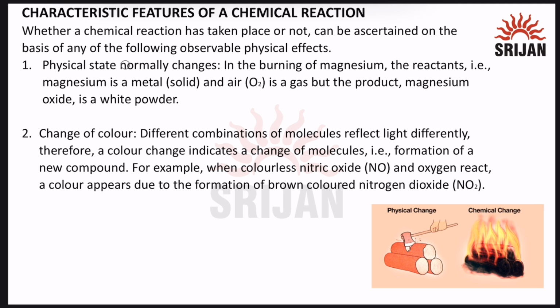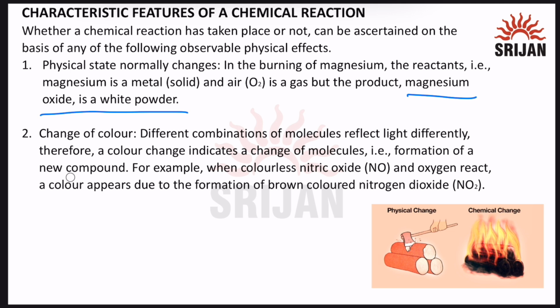First, the physical state normally changes in a chemical reaction. Whenever a chemical reaction happens, normally the physical state will change. For example, it was solid, now it will be liquid. In the burning of magnesium, the reactant magnesium is a solid metal, and oxygen is in air. When magnesium burns in air, what we get is magnesium oxide, which is a white powder. Initially it was solid, now we have white powder. So the physical state has changed.